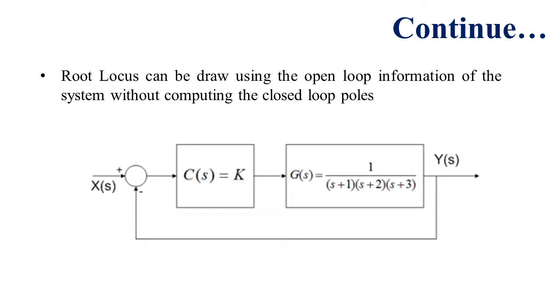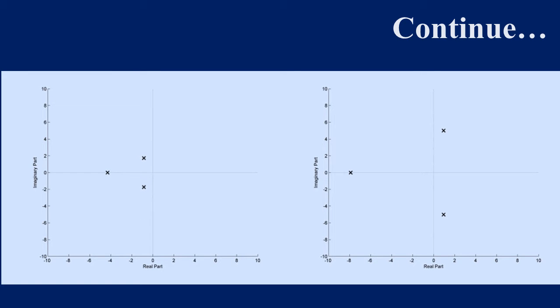Root locus can be drawn using the open loop information of the system without computing the closed loop poles. Suppose we have a system in which K is the unknown variable. So we can check how K affects the stability and transient response of the system. Here we have the pole-zero plot of the system transfer function for K equals 10 at the left and K equals 200 at the right.